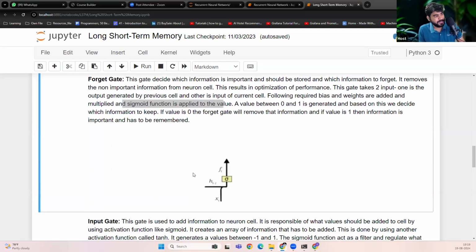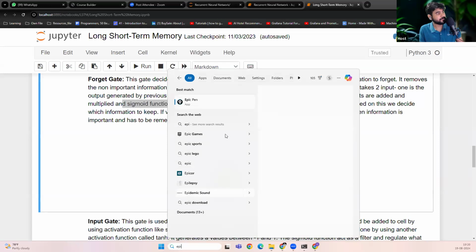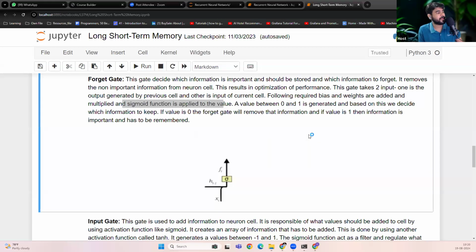So here, as you can see, we have the notation for this particular forget gate. Understand this particular notation, because going forward, it will help you learn the generative AI concepts. So understand the complete notation. If you face any issue, just let me know.